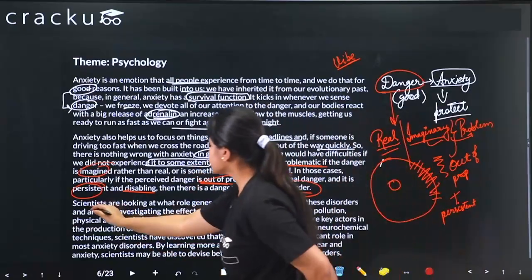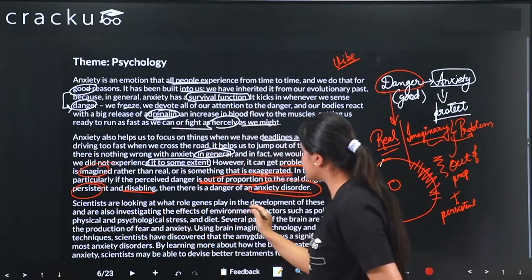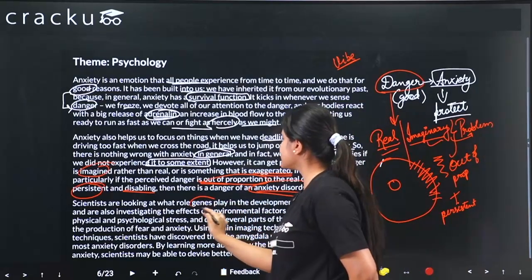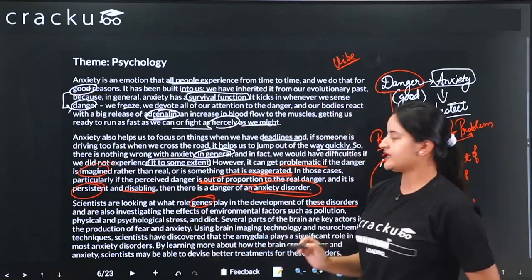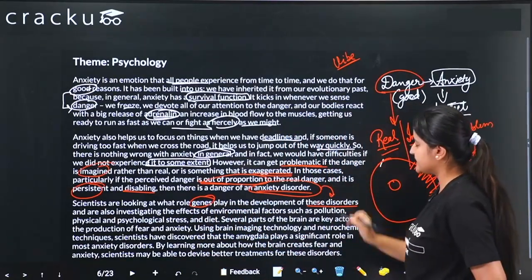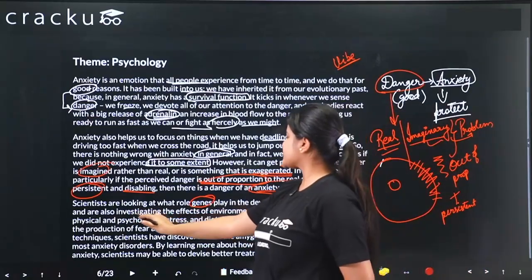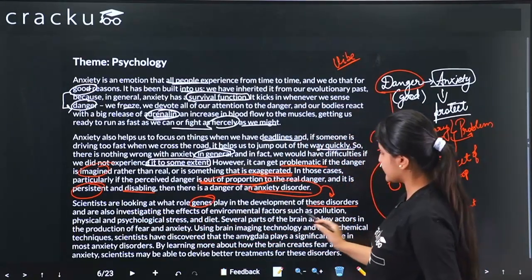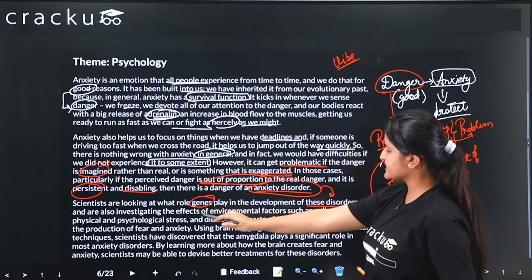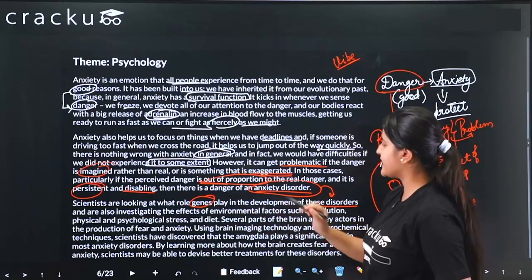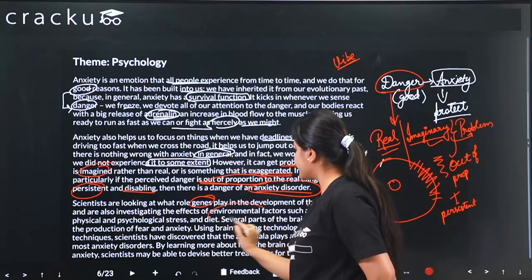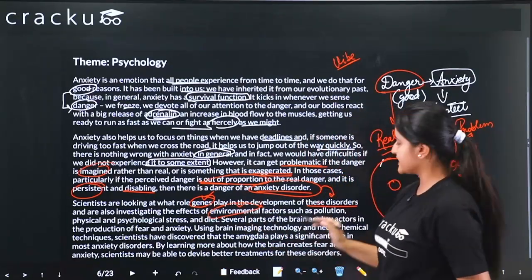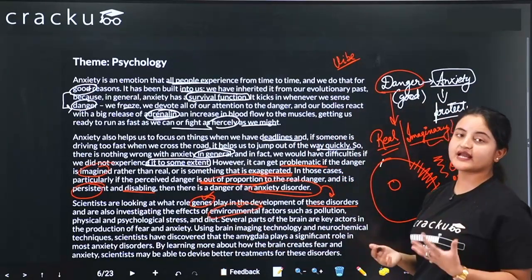Now, scientists are looking at what role genes play in the development of these disorders. Now, scientists are looking at the role of genes in what disorder? In anxiety disorder. And are also investigating the effects of environmental factors such as pollution, physical and psychological stress, and diet. So the scientists are trying to study the role of genes and environmental factors in the development of the anxiety disorders.